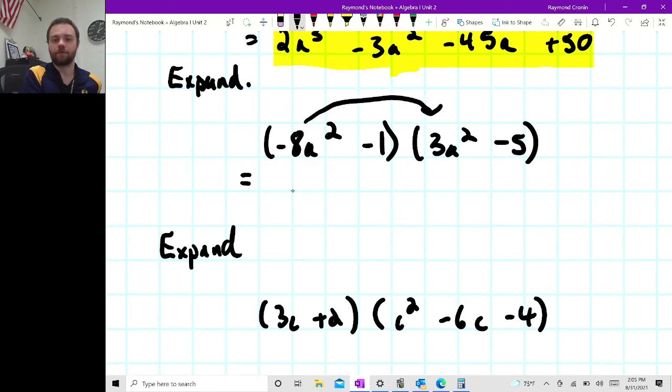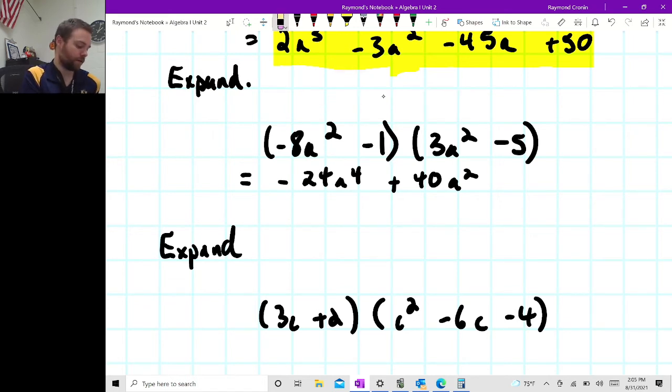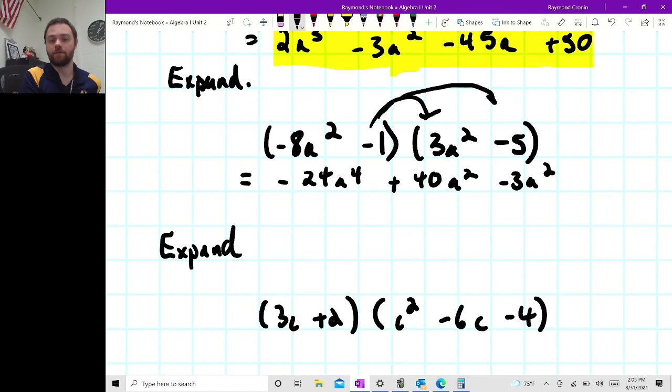-8a squared times 3a squared is going to be -24a to the fourth. And then you've got -8a squared times -5 is going to be positive 40a squared. So anytime you're multiplying a constant by some power, it's just the same power, so it just continues. And then I'm going to distribute -1 next. -1 times 3a squared is -3a squared. -1 times -5 is positive 5.